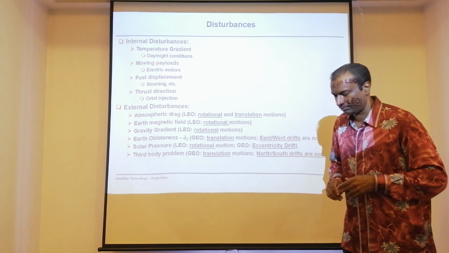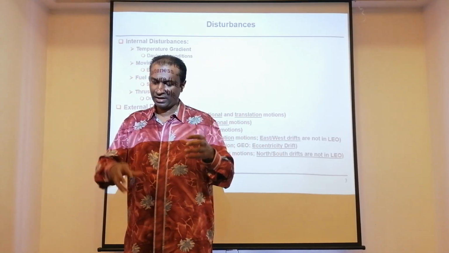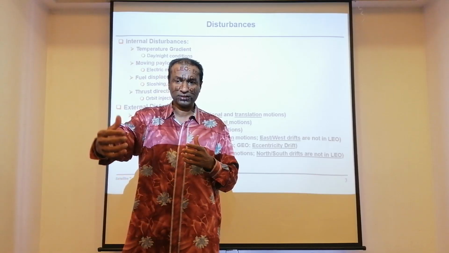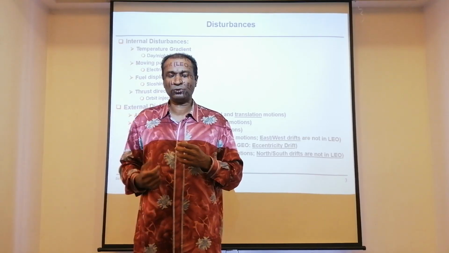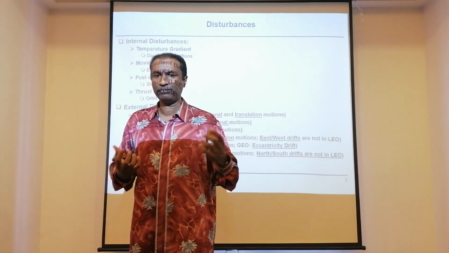Third body. Another problem that we have: of course we have the satellite and planet Earth, but don't forget, we have a third body. Third body means it could be the Moon, it could also be the Sun. So there is always an interaction, a gravitational interaction, between all these bodies.